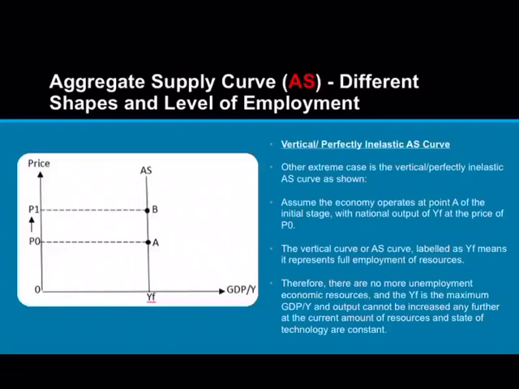In this case, supply is constant. So assume the economy operates at point A of the initial stage with the national output of YF at the price of P0. The vertical AS curve labeled at YF means what? It shows the full employment of resources. Therefore, there are no more unemployed economic resources. And YF is the maximum GDP and output, which cannot be increased anymore at the current amount of resources and technology state.